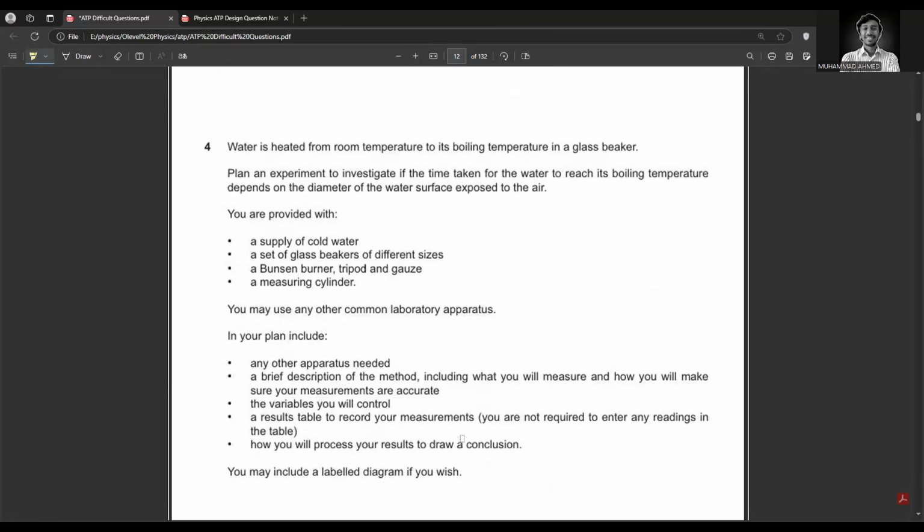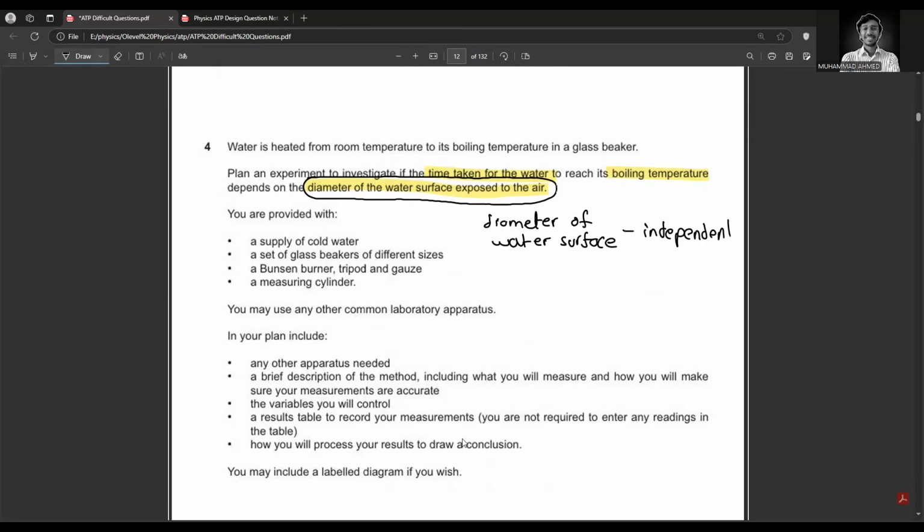Water is heated from room temperature to its boiling point in a glass beaker. Plan an experiment to investigate how the time taken for the water to reach its boiling point depends on the diameter of the water surface exposed to the air. Can you see here that we can easily vary the diameter of the water surface exposed to the air? So the diameter of water surface will be your independent variable.